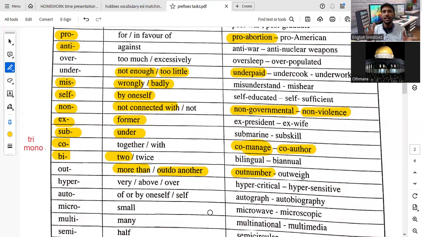Which outnumber the other, right? Who outnumber the other in your class, Othmane? Boys or girls? Boys. Okay. Yeah. For you, the boys outnumber the girls.